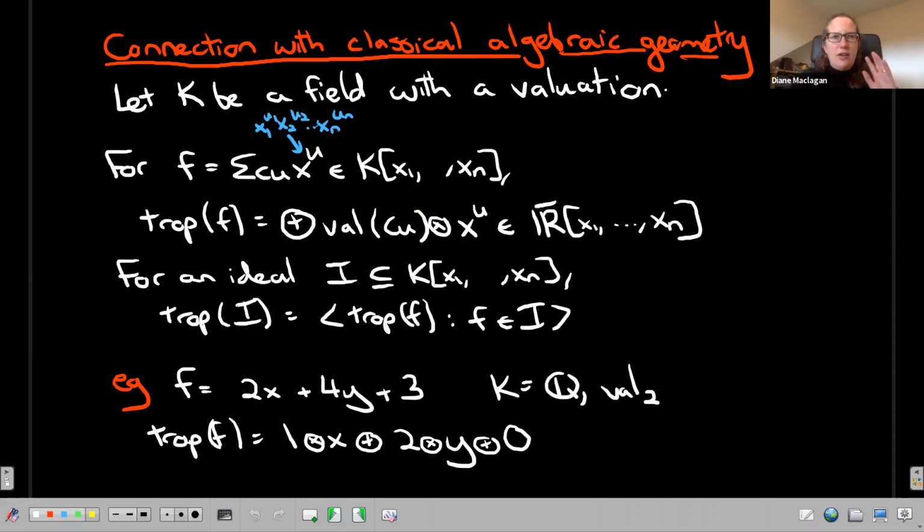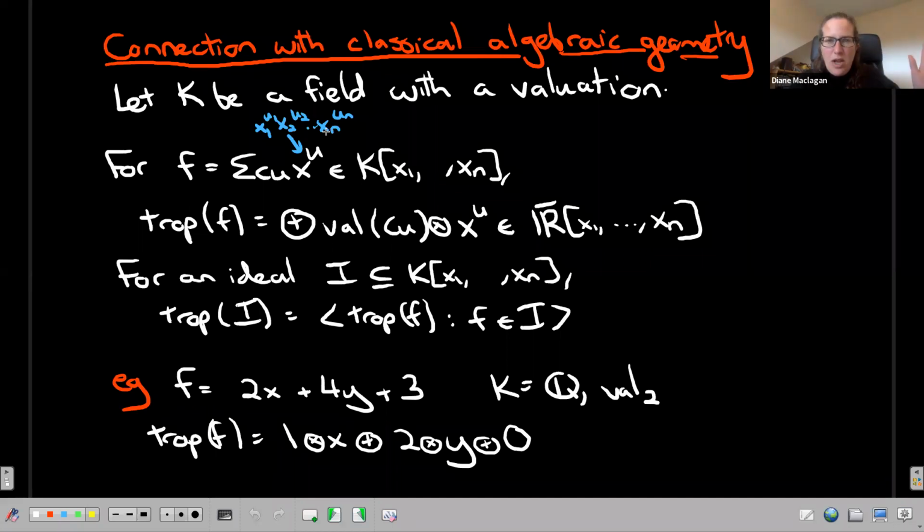Okay. Why was I telling you about valuations? Because this lets us tropicalize. The idea of tropicalizing is I'm going to start with a usual polynomial. So I'm writing f as the sum of c_u x to the u, where this is multi-index notation. So I mean x1 to the u1 times x2 to the u2 up to xn to the un.